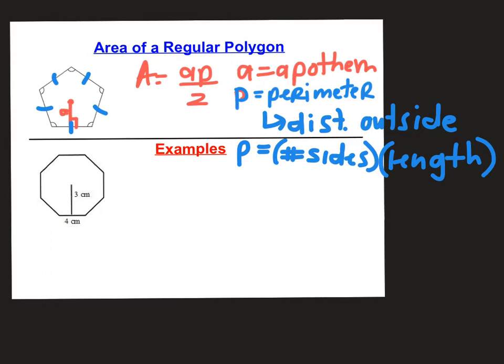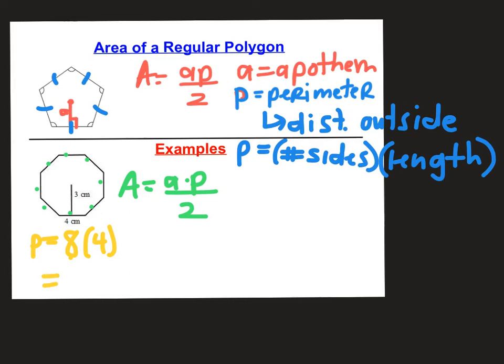All right, let's look at our example here. We have an octagon. It has 1, 2, 3, 4, 5, 6, 7, 8 sides, so I know it's an octagon. We have area equals A times P divided by 2. Now I'm going to start each of these problems off by just finding my perimeter. Remember, your perimeter, P, is your number of sides, so we have 8, times the length of them, which is 4.